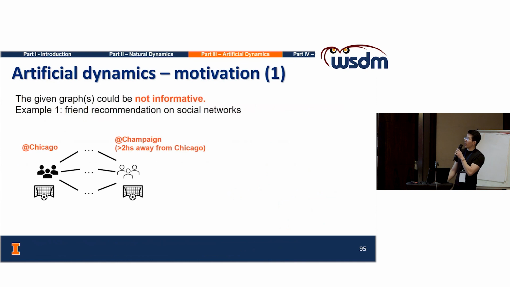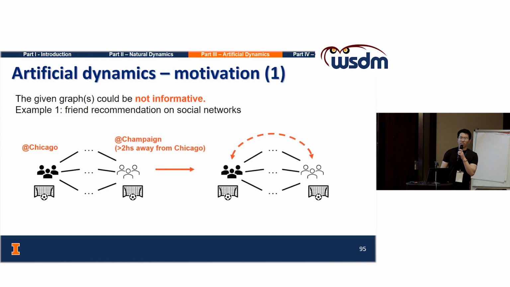So why do we need the artificial dynamics? The first example we provide is that the given graphs might not be informative. Here on the left-hand side are 2 groups of people on the social networks, and both of them love playing soccer. One group is located in Chicago, and the other group is located in Champaign, where our school is located. So we are 2 hours away from Chicago, but we both love playing soccer.